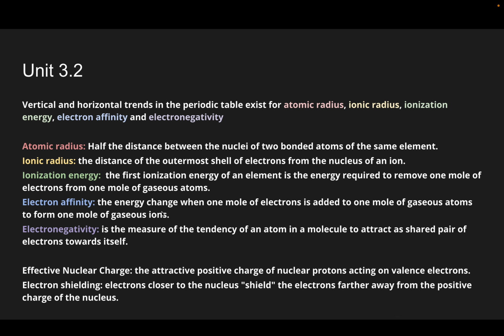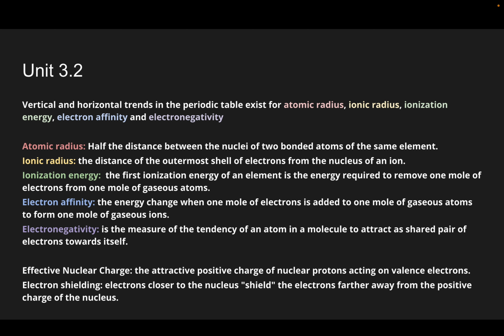These are effective nuclear charge, the attractive positive charge of nuclear protons acting on valence electrons. So actually it's like nuclear charge, but we're considering its effect only on the outermost energy level. And the second definition is electron shielding. Electrons closer to the nucleus shield the electrons farther away from the positive charge of the nucleus. This one is pretty clear, but if you don't understand, we'll cover it later with some pictures.